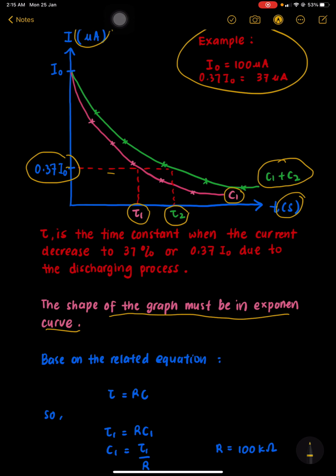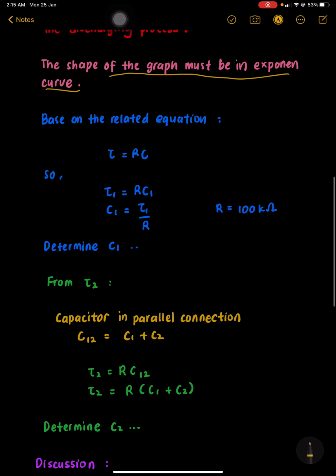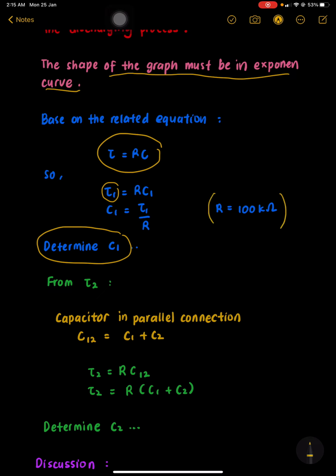Alright, next, based on the related equation, tau is equal to RC, the time constant equals resistance times capacitance. We want to determine C1, so tau 1 is equal to RC1. The resistance given in this experiment is 100 kilo ohm. Substitute tau 1 from the graph and divide it by R, 100 kilo ohm, and you will get C1.